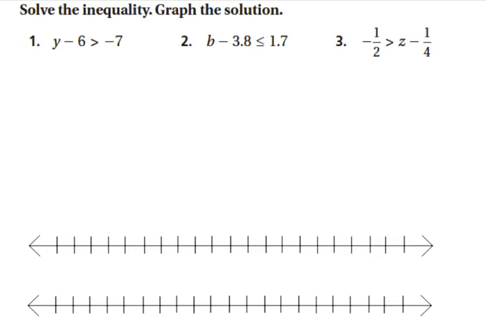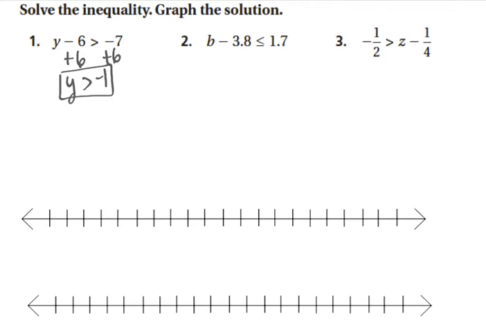Solve the inequality, graph the solution. x minus 6 is greater than negative 7. We're going to get rid of the negative 6 by adding 6 to both sides. And x is greater than negative 1. Now the graph of that, we need to have negative 1 on our number line, and throwing a couple more numbers on here. Negative 1 is not included, so it's going to be an open boundary. x is greater, so we need to draw the arrow towards the greater numbers, and it would go that way.